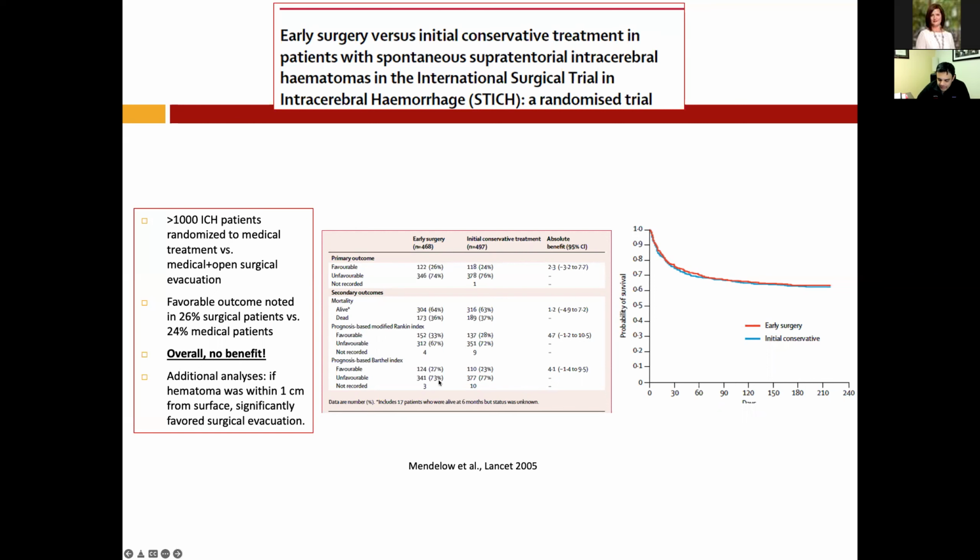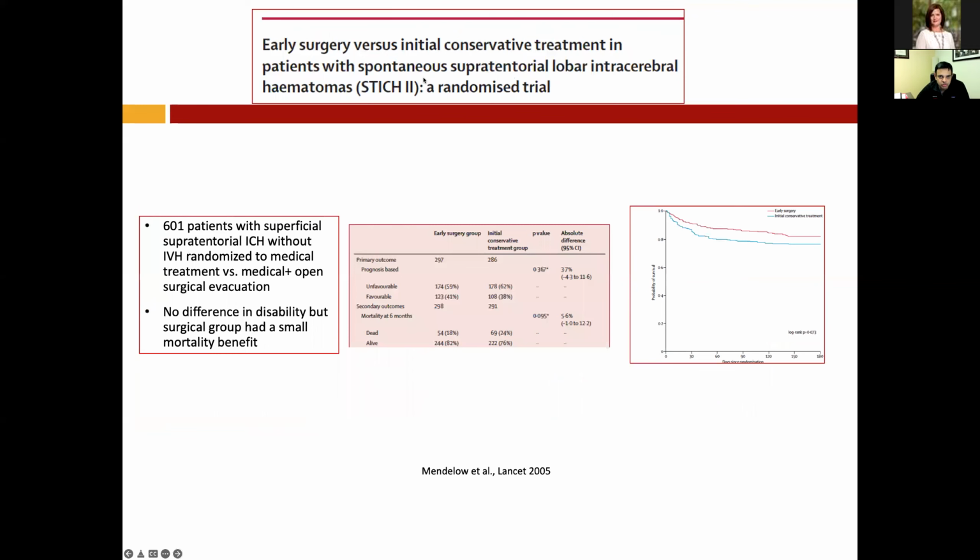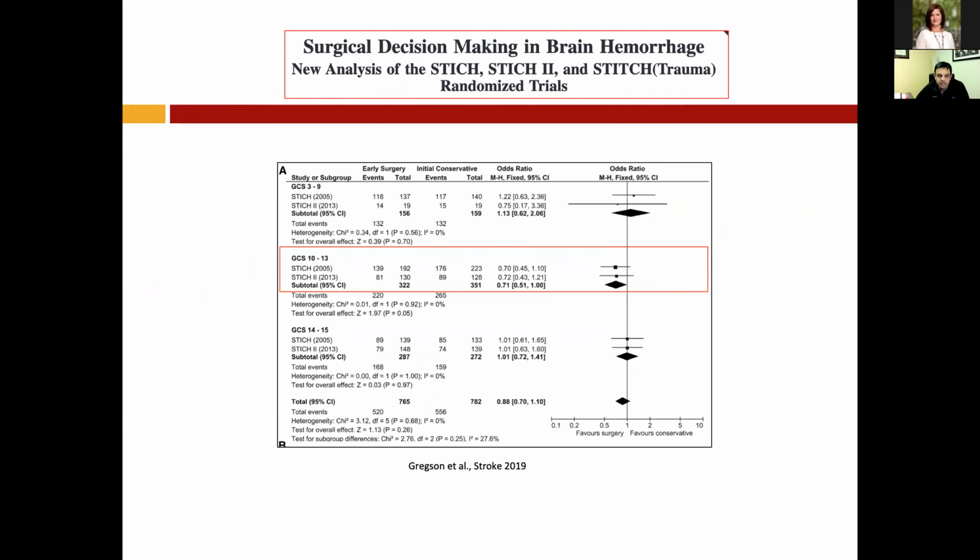So that led to the second trial, the STITCH 2 trial, where they only went after patients who had a superficial bleed within 1 centimeter from the cortical surface. But unfortunately, even here, there was no difference between the two outcomes. So surgery, as promising as it was back then, did not really pan out, and people were still not ready to give up.